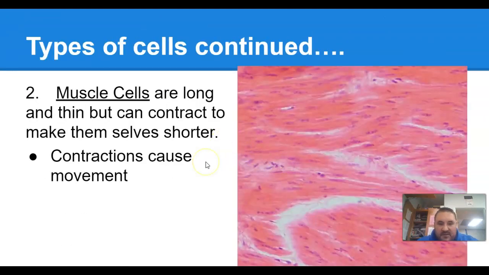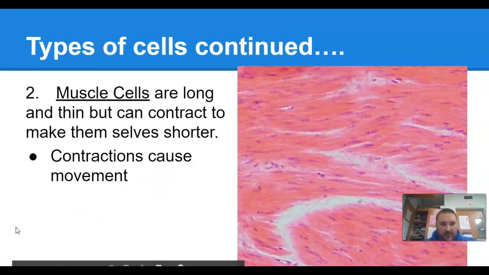This picture here is of muscle cells. Muscle cells are the few types of cells that can actually contract. They have myosin and actin proteins. And then they can squeeze together and become thick or loosen up, which is what causes them to move.